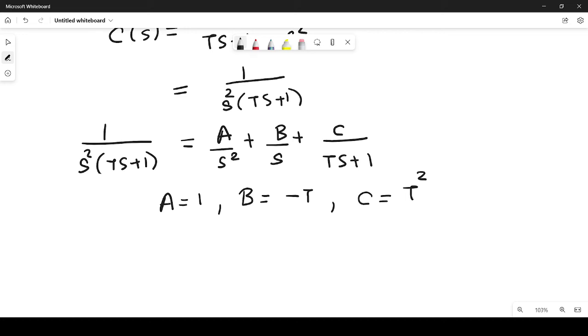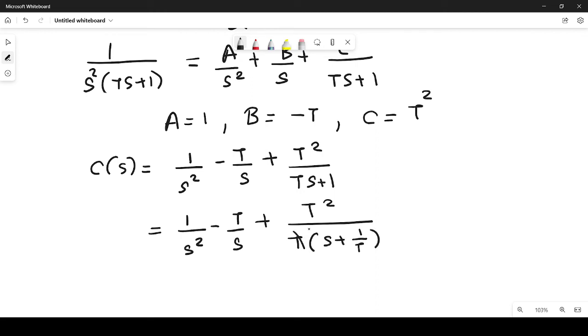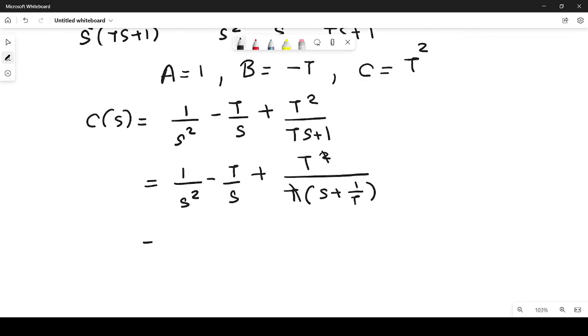Substitute it back into the equation. So C of s is equal to A, which is 1, so 1 by s square, plus B by s, that is minus tau by s, plus C, which is tau square, so tau square by (tau s plus 1). This is the expression we are getting here. I can simplify it and write it as 1 by s square minus tau by s, and from here I can take one tau outside, so tau square divided by tau, outside as s plus 1 by tau. From here one tau gets cancelled. So this is equal to 1 by s square minus tau by s plus tau by (s plus 1 by tau).